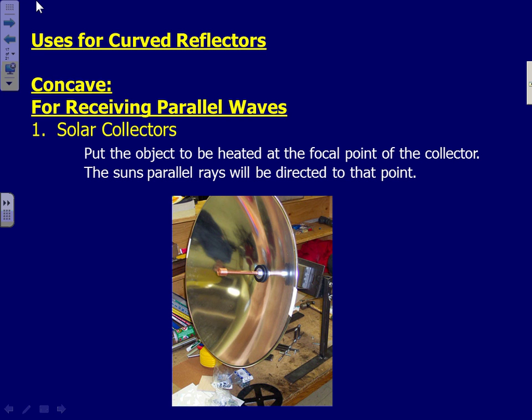Because the sun's rays are very far away, they're coming in parallel. Where do I have to put the thing that I want to heat? Where do parallel rays meet? Yep, the focal point. It says it right there. The object that we want to heat has to go at the focal point because those parallel rays will meet there and we'll get it really hot.